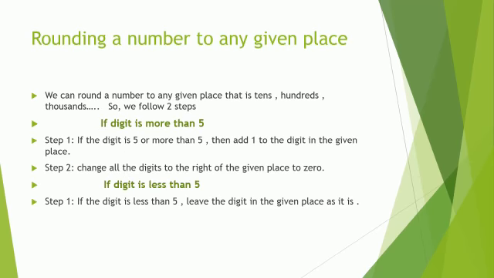But in case the digit is less than 5, then what are we doing? First step: if the digit is less than 5, leave the digit in the given place as it is. Suppose the number is 4, so we leave the number 4 as it is. And step 2 is to change all the digits to the right of the given place to 0.